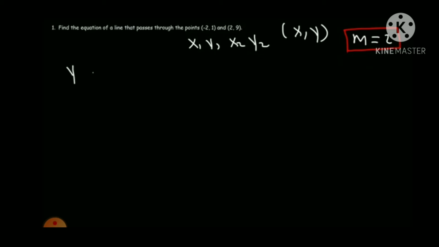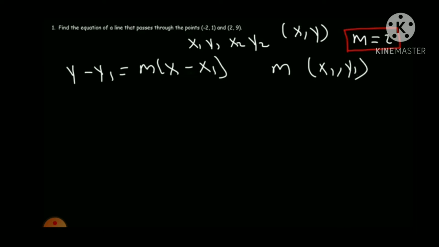Now our next step is to use something called the point slope formula. It's y minus y1 is equal to m times x minus x1. This is going to help us to find the equation of the line. So all we need is the slope m and just one of the 2 points. You could use x1, y1 or x2, y2.